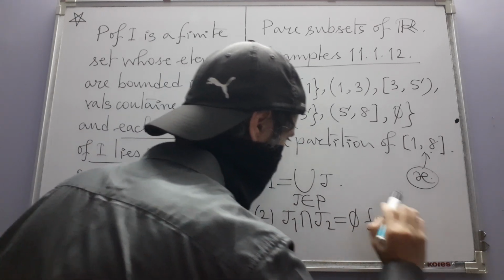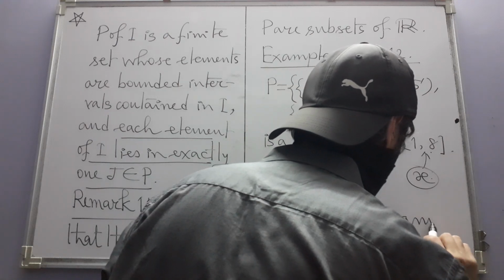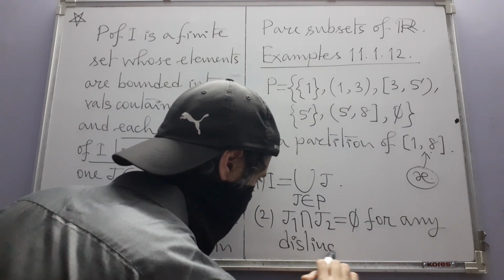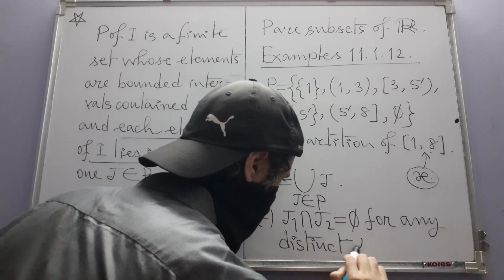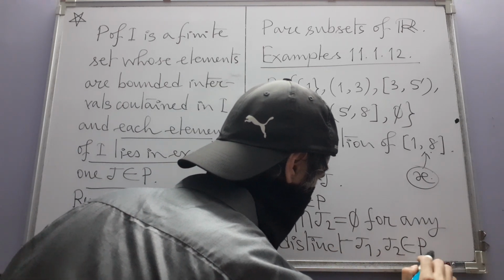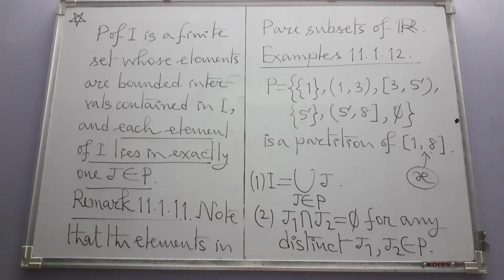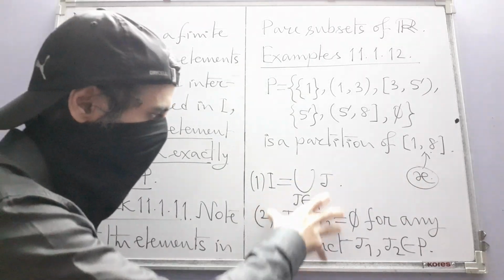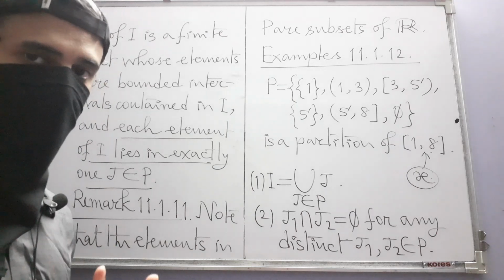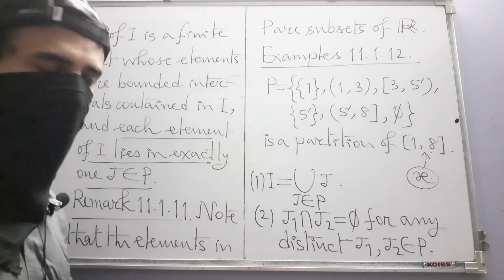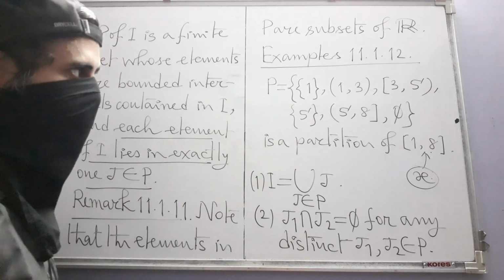For any distinct J1 and J2 in P. So instead of looking at elements, if you think of these two conditions, then it will be easier to verify that P is a partition. Are these two conditions true here?